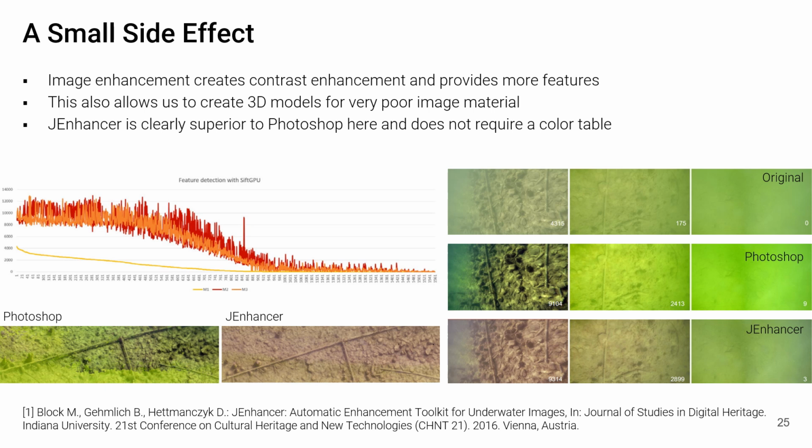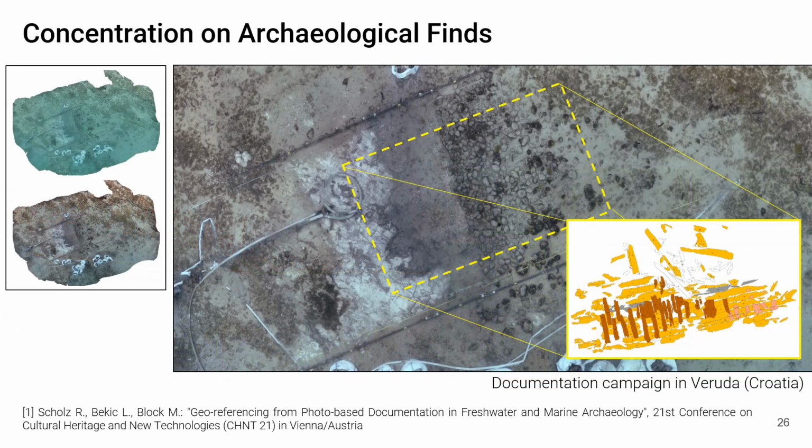Here we see a comparison between three original images with the identified SIFT features and below the respective features through Photoshop and our JEnhancer. Compared to Photoshop, the results of the 3D models without the use of color plates are much closer to reality in the end. Improving the underwater images and thus the 3D models then allows us to concentrate on the essentials again. In this case, a shipwreck in Veruda that was uncovered step by step.